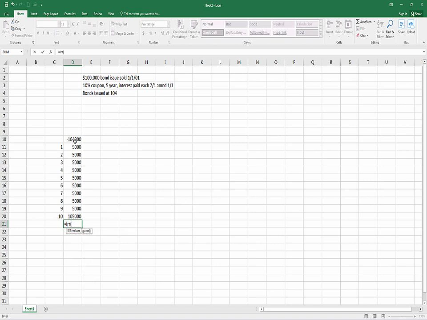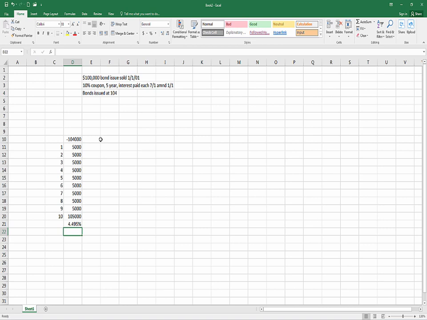IRR, open parentheses, highlight that with your mouse, close parentheses, and we have an IRR of 4.495%. Again, that jibes with our intuitive expectation. These bonds pay 5% semi-annually. The market only wants roughly 4.5% semi-annually. So these bonds pay an above market rate of interest, so everybody wants to buy them, and so they bid the price up to 104.